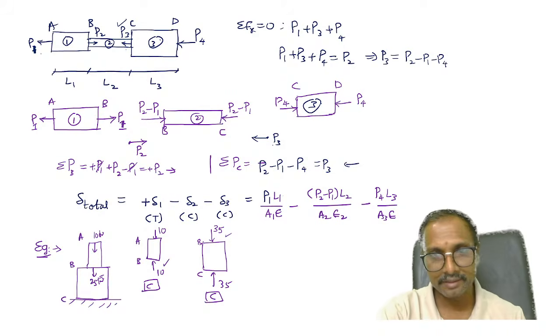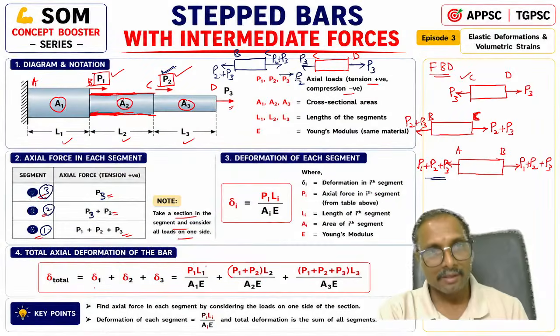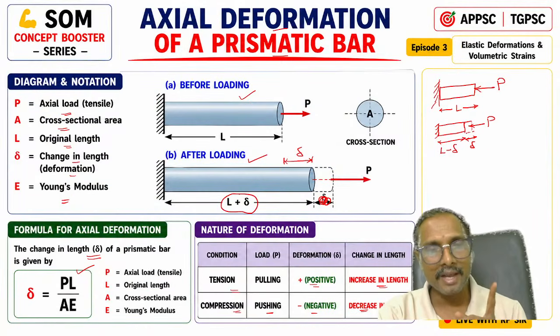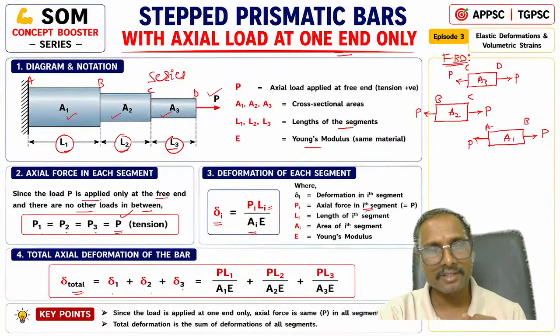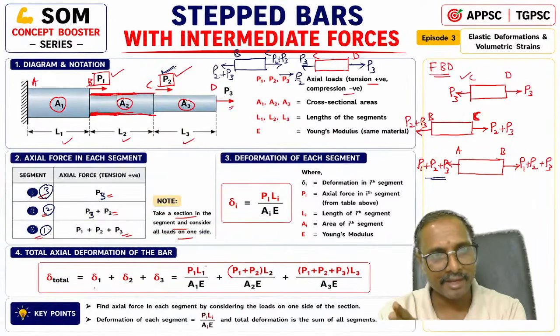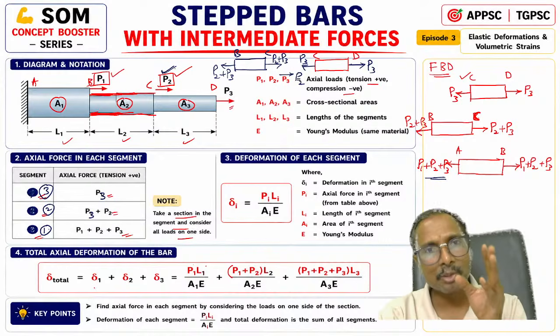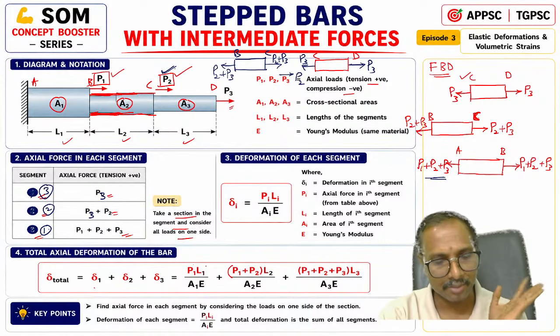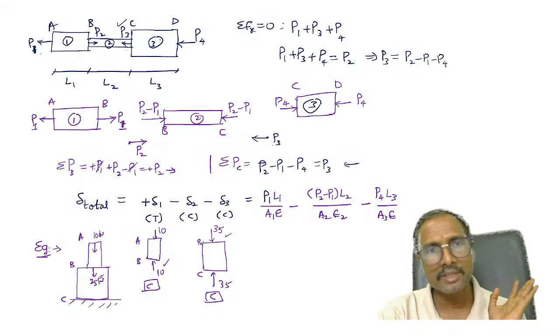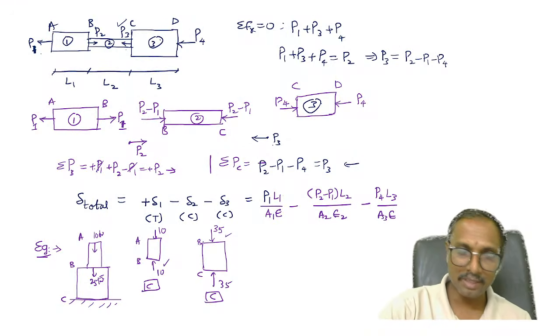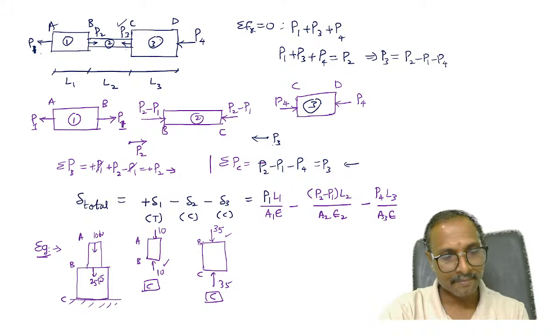How to take? So the loads, what are completed? Axial deformation of a prismatic bar is completed. Stepped bars with the load acting only at one end completed. Stepped bars with load acting at the intermediate locations also completed, right? Anyone having any doubt in this? If anyone has any doubt anywhere, tell me, we'll discuss before we proceed to the next items.